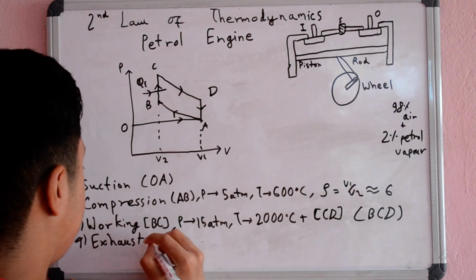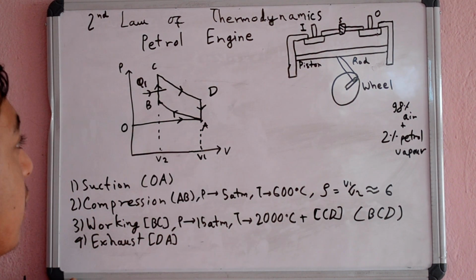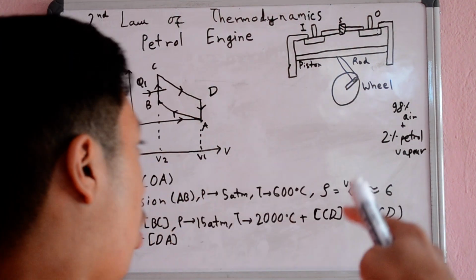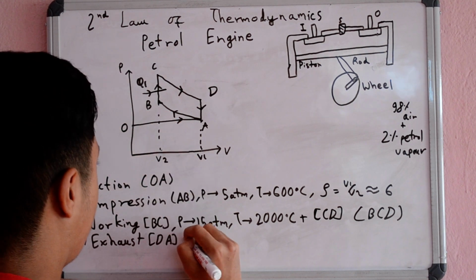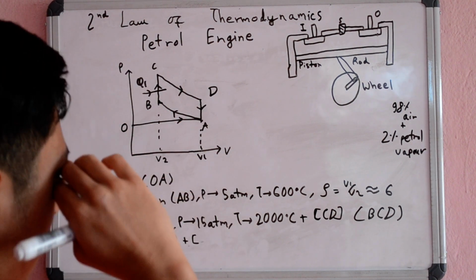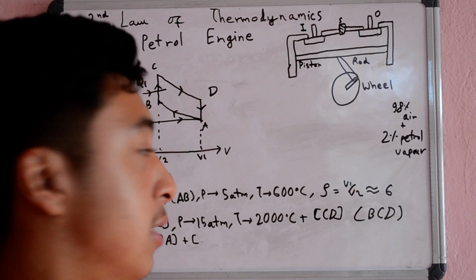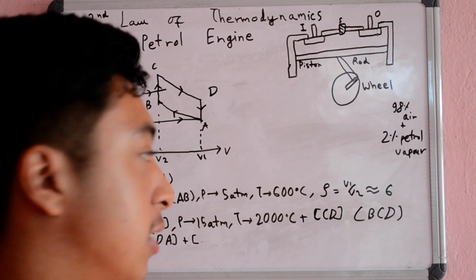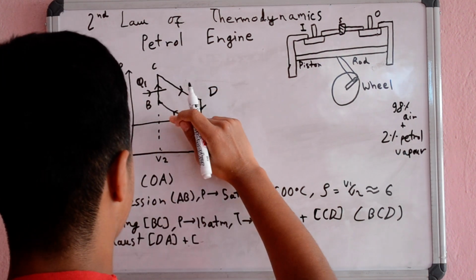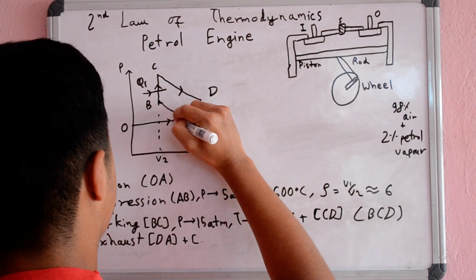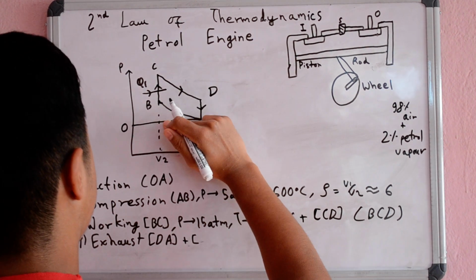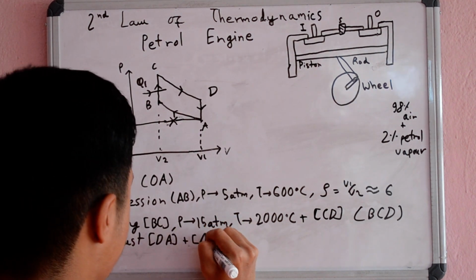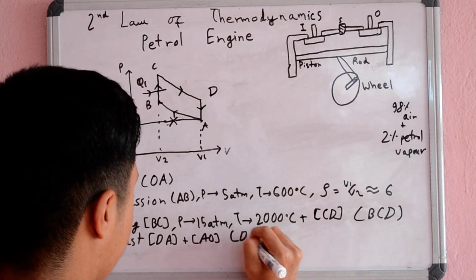So it is like this. It is DA. Again, keeping the outlet valve open, the piston goes inward all the way to the original position O. Since the volume decreases with the outlet valve open, the pressure increase and decrease cancel each other, having constant pressure. So here it is AO, and the exhaust stroke is DAO.